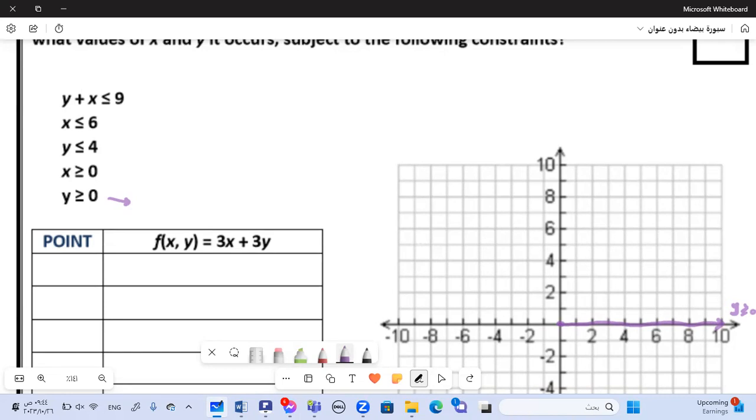Okay, we should write all the information about each line. So y greater than or equals to 0. At first, draw the line, and after that, make the shaded part.